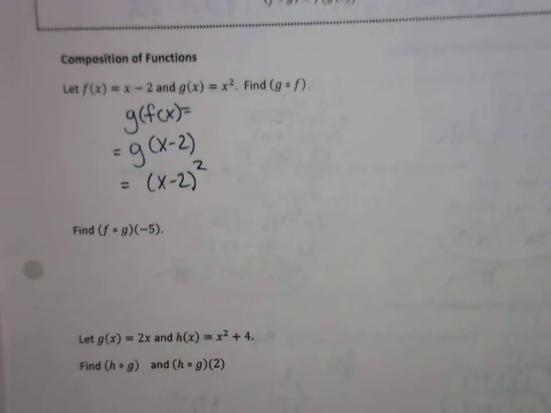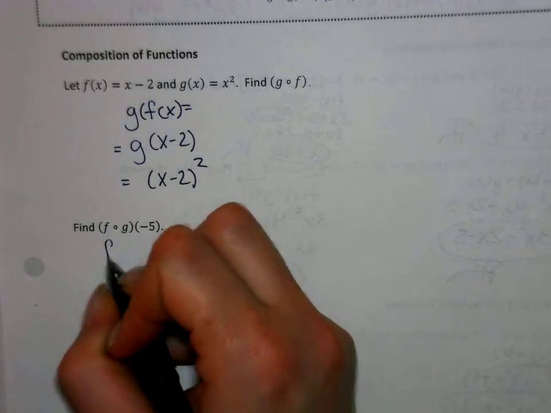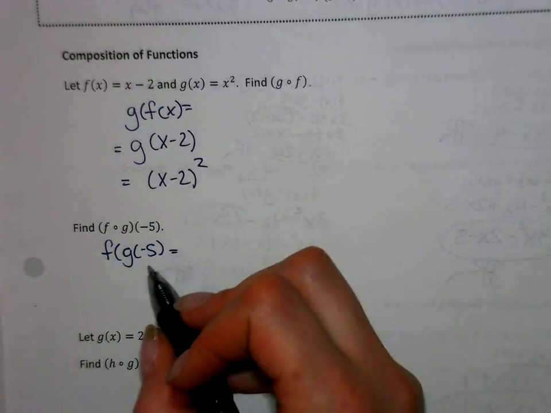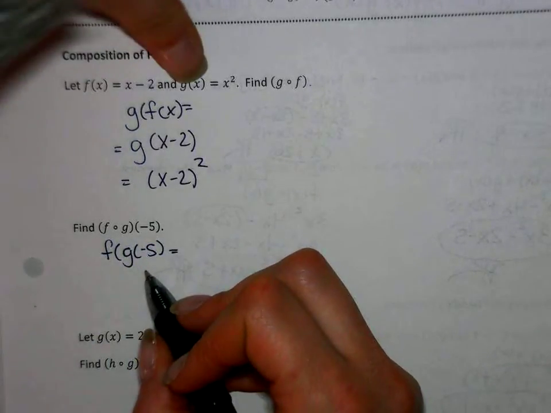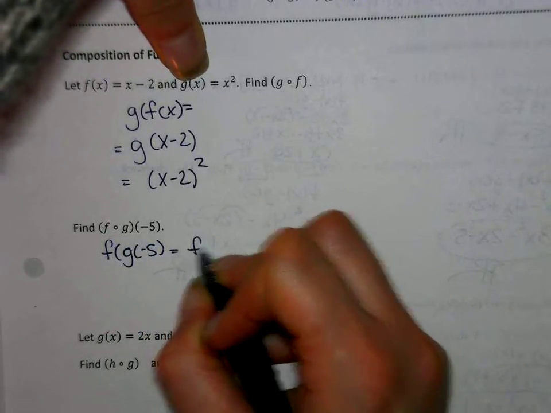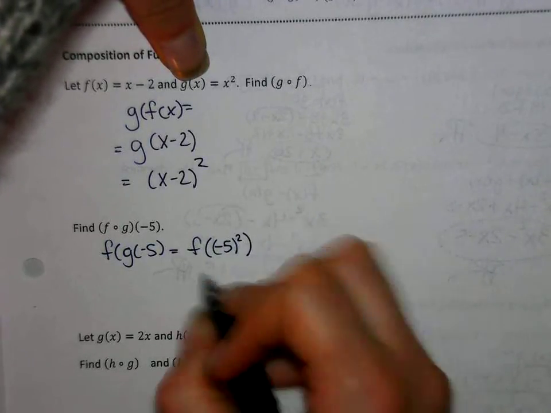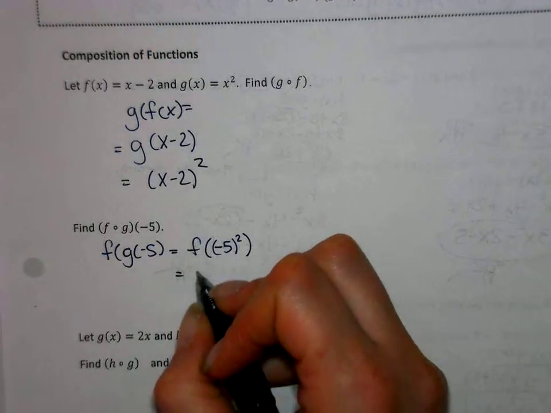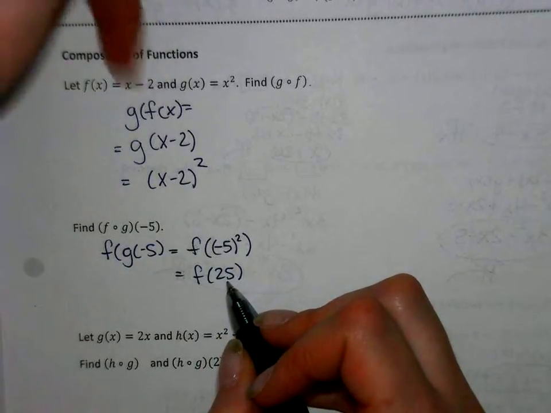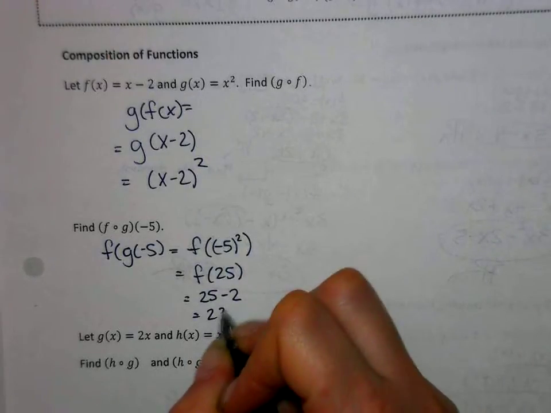So let's take a look at our second example. f of g of negative 5. So we need to find what happens when we plug in a negative 5 for our g. So we have f of, and if we plug it in, we end up with negative 5 squared. Negative 5 squared is 25. So now we have to find f of 25. So we take our function f, plug in 25, minus 2. So we end up with 23.